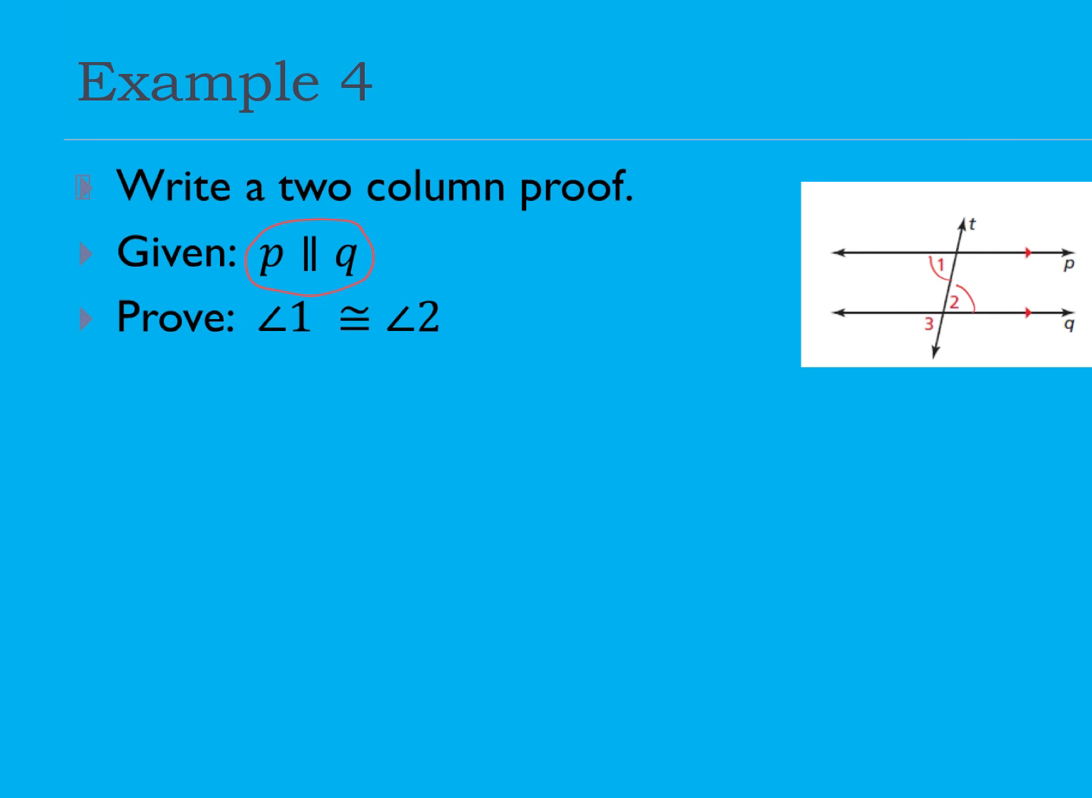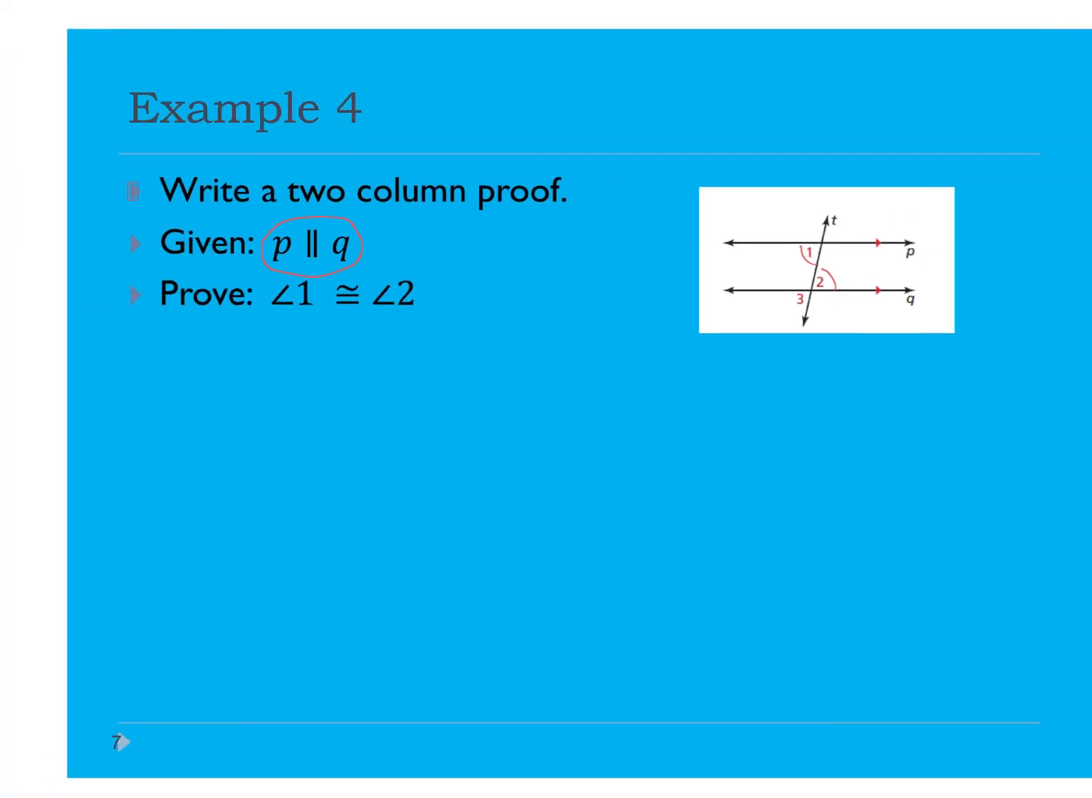So let's get started, okay? So we're going to start with our given, which was P is parallel to Q. Divide it, and let's get going. So this is number 1, number 2, okay? So we know that these two are parallel. What can we do as our first statement? Try using angle 3. What do we know about angle 3?